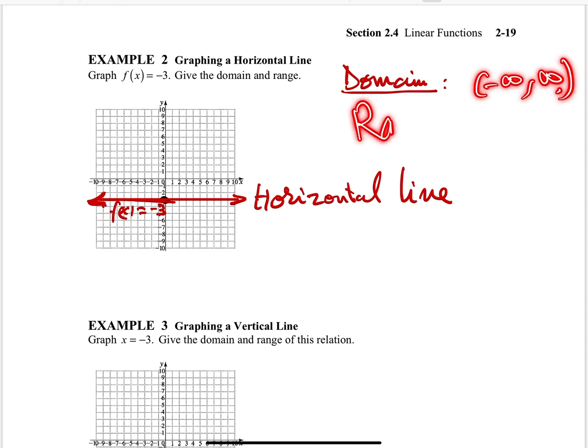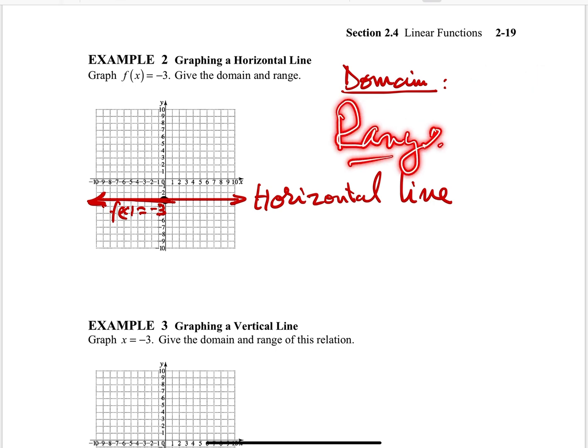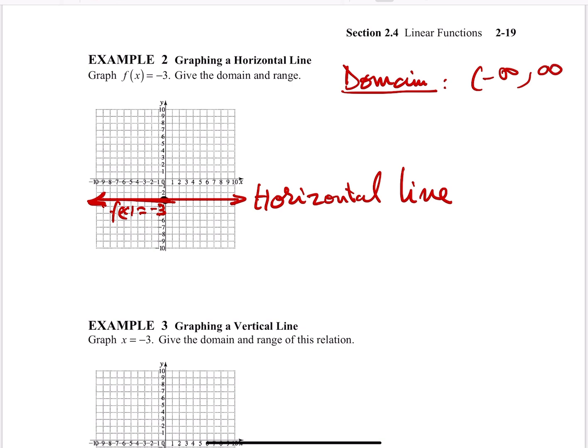Now the range here, the range always checks the y-axis. On the y-axis, it's only on negative 3. That is the set of negative 3. That's it, okay? Now the domain is all real numbers, negative infinity to infinity. If you have any question, let me know in our lecture soon.